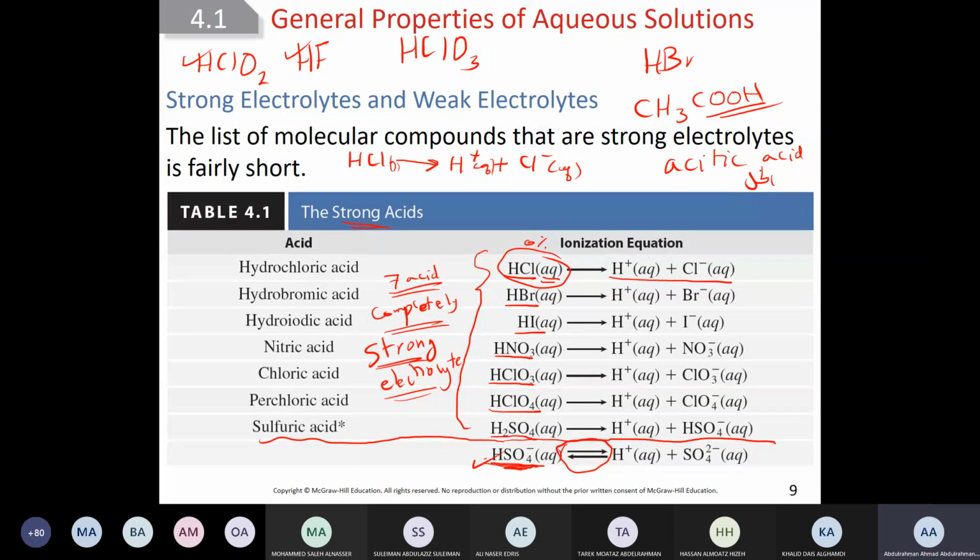Doctor, the HSO4, the last one, is weak. Yes. Why did they put it in the strong acids? Because it's famous or what? No, because it comes from the strong acid. Oh, okay.